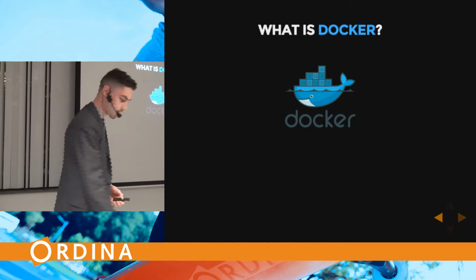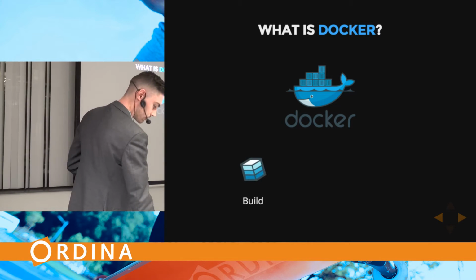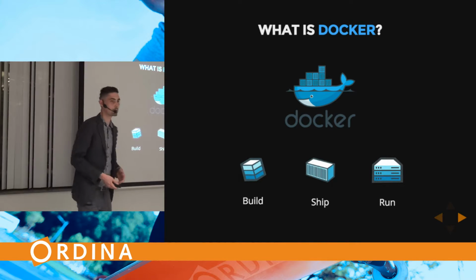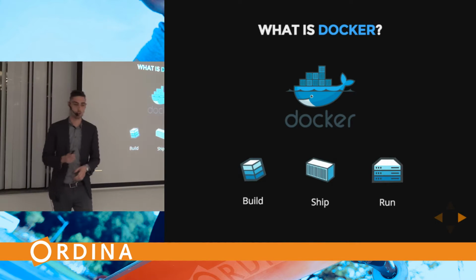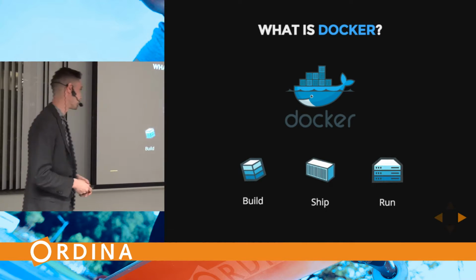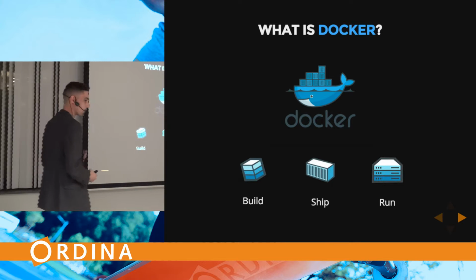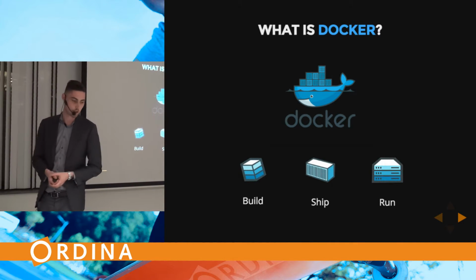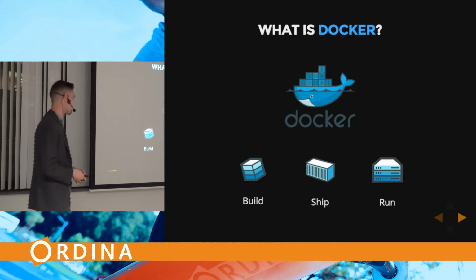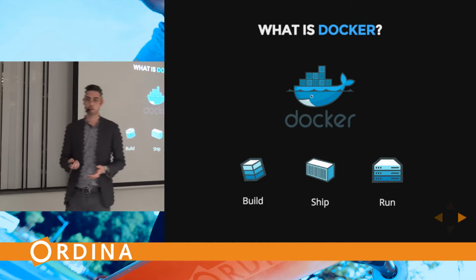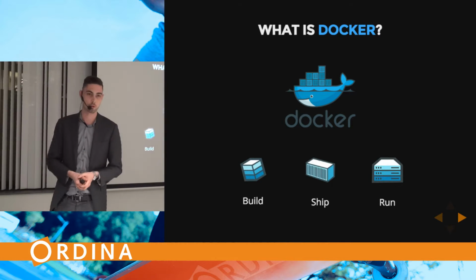So, what is Docker? Docker has three main things. It allows you to build, ship, and run applications. So, the first thing you do is you build a container. I will tell you a bit more soon about containers. Then you can ship this container. Then you can run this container. It has all these kind of tools to do this.